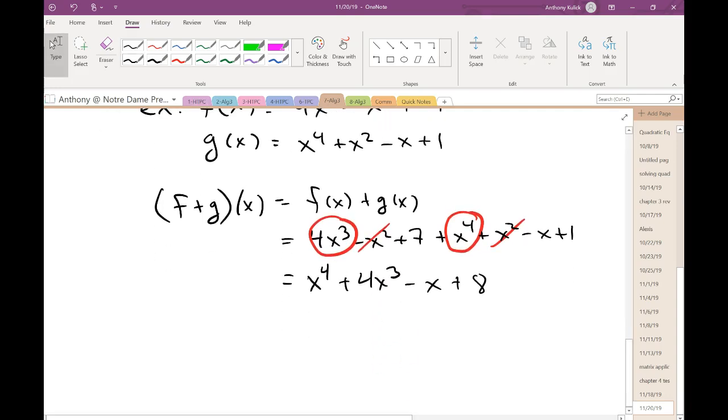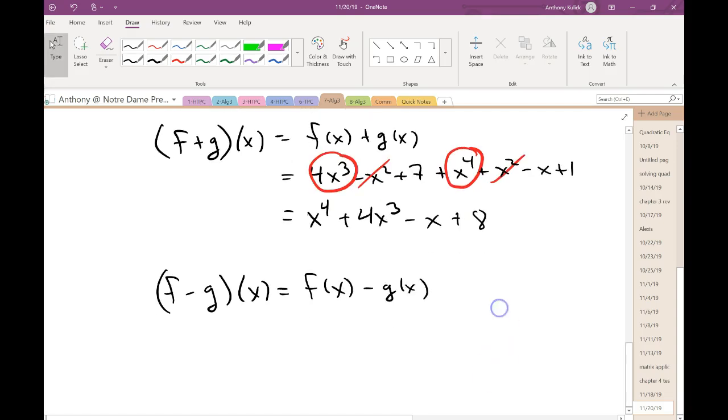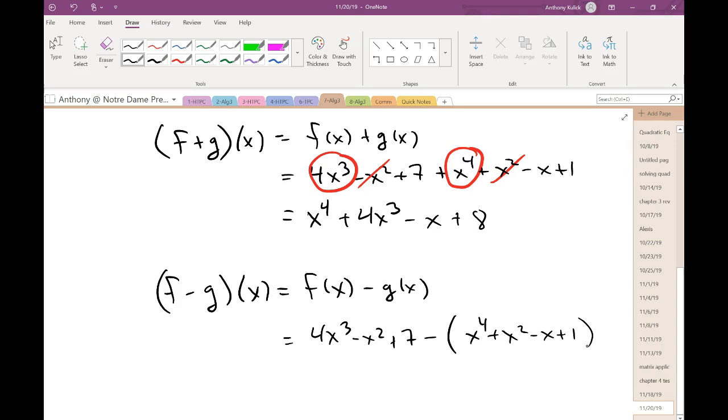What if we wanted to subtract? What if we are going to subtract these same two polynomials? Well, the same general idea that f minus g of x is just f of x minus g of x. Here's the catch, though, is that when I do that subtraction, I have to make sure I subtract all of g of x. It's very tempting for students to just subtract the leading term and not continue doing the subtraction.